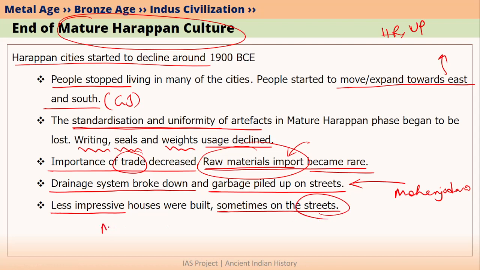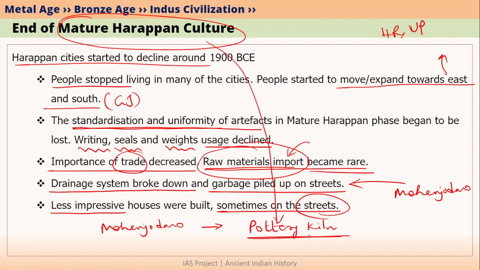For example, in Mohenjo-daro, they have found a pottery kiln which was built on a street. During mature Harappan culture, such kind of activity was not permitted because the government in mature Harappan culture was strictly maintaining the aspects of town building. But once mature Harappan culture declined and late Harappan culture began around 1900 BCE, we have observed that in Mohenjo-daro, a pottery kiln was also built right in the middle of the street. So all this points towards a decline in the culture.